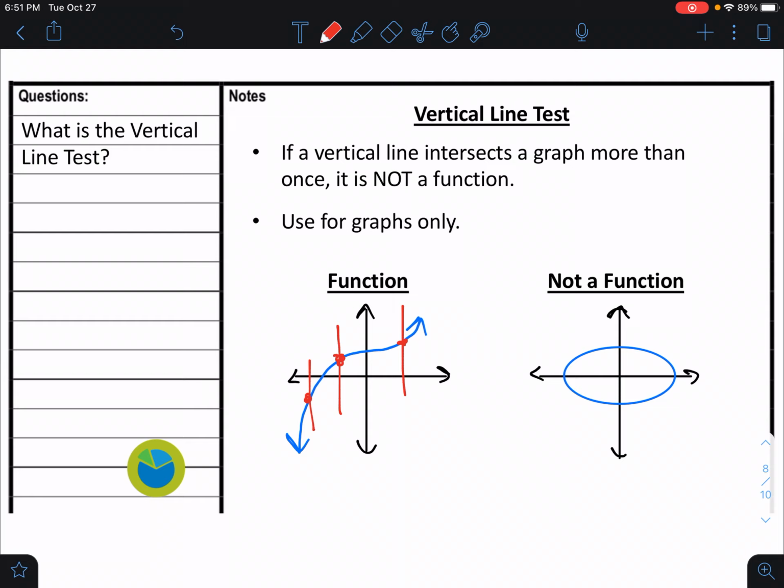This graph on the right is not a function because if I can find a spot where it passes through more than once, it's not a function. And notice right there, not a function because it passes through twice. Now you could find other spots on here, like right here, also passes through more than once. So if you can find anywhere on the graph where it passes through more than once using the vertical line test, it's not a function.